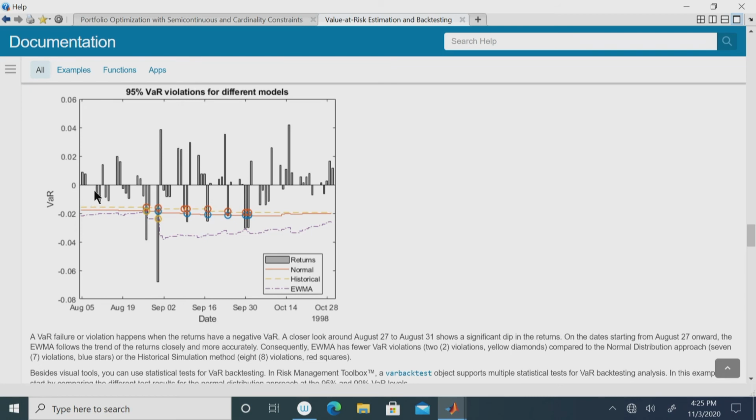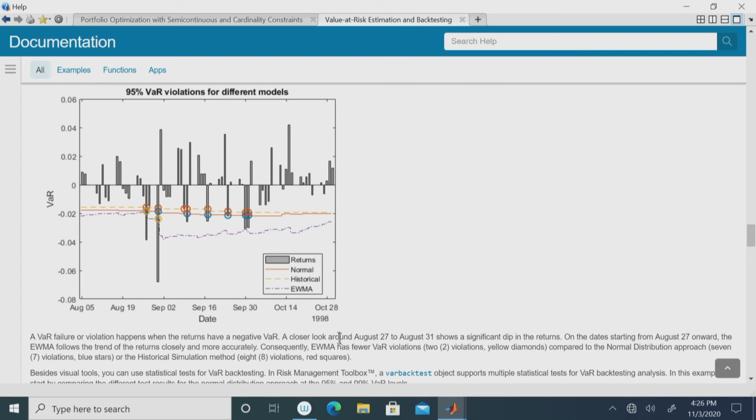So, that means that as long as these values of return are above these lines, your losses are less than the estimated losses given by these three methods. As long as these vertical bars are above these dotted lines or this solid line, you are okay, but the moment it falls below those lines, you are in trouble. So, now let us identify which are the troublesome points.